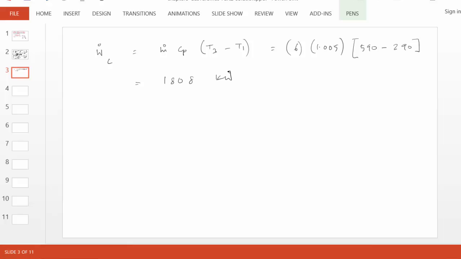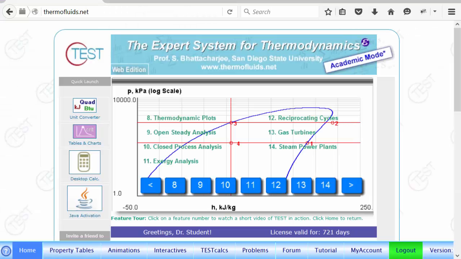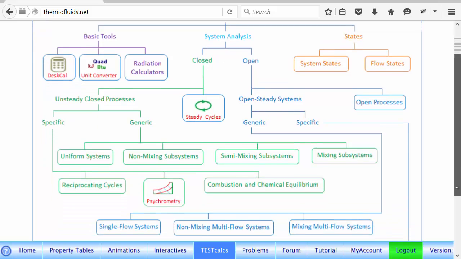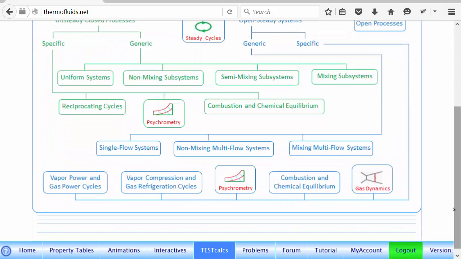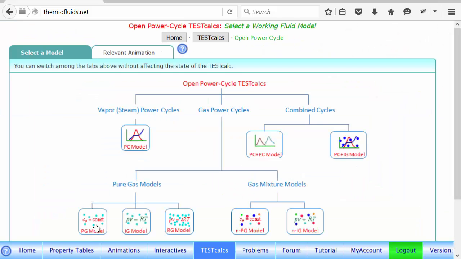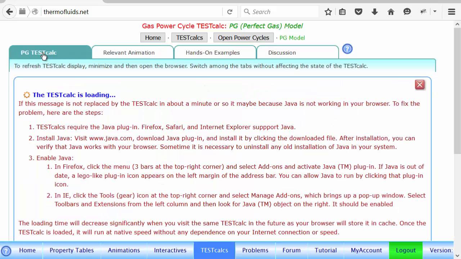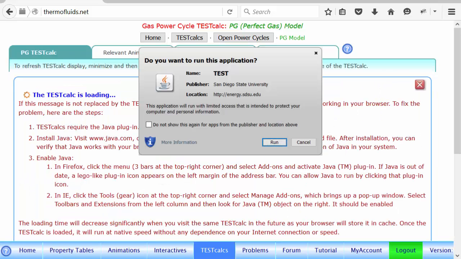Okay, so let's go and verify that using TEST calc. So we launch open steady TEST calc, going to the specific branch. We go down to vapor power and gas power cycle and select the PG model and click TEST calc to launch it.